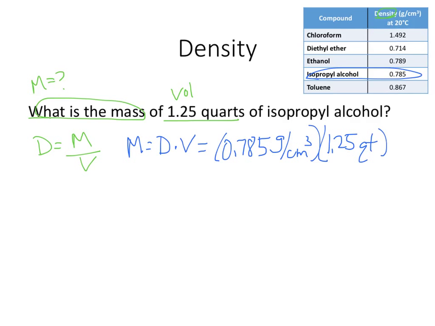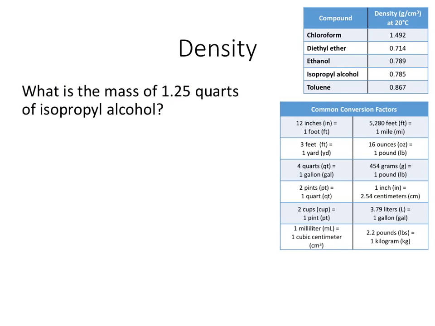So it looks like all I have to do is multiply those. Problem is, when I'm looking at my units, these are not the same. Centimeters cubed and quarts are not the same thing, so they're not going to cancel. So I need a way to convert either quarts to centimeters cubed or centimeters cubed to quarts. So let's look back at that conversion chart you got earlier. So again, same problem. What is the mass? It is equal to density times volume. But this time I'm going to change the 1.25 quarts to centimeters cubed. That way the units will match.